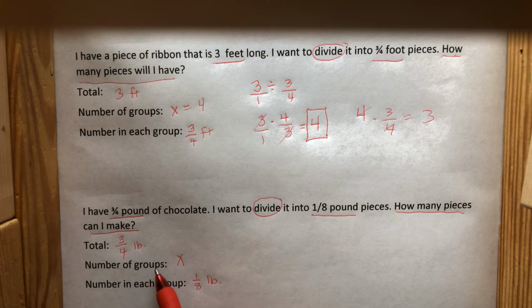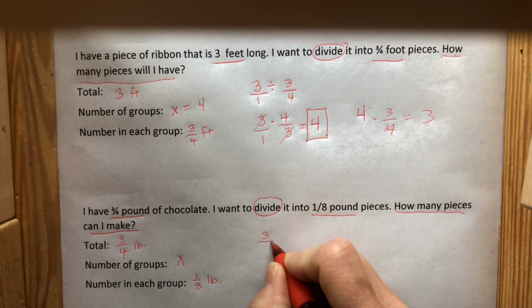Remember that in division, if you can't tell which one's the number in each group and which one is the number of groups, it's okay. It will still work out fine, because you'll still be taking your total and dividing by one of these to get the other. It's just that you have to make sure you know what the total is. It wouldn't be the same answer if I started with 1/8 of a pound pieces, because that's not going to make my problem come out right. So I've already planned, I'm going to divide. And this is the problem I will solve.